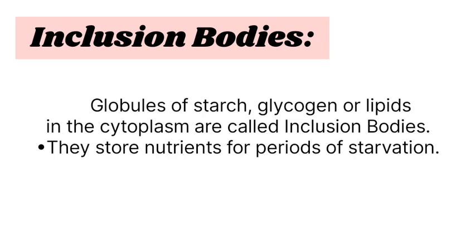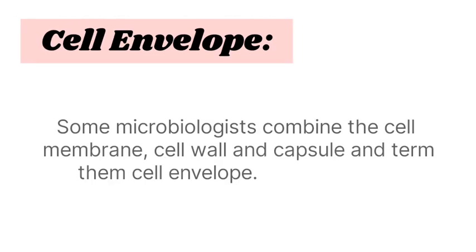Inclusion bodies. Globules of starch, glycogen or lipids in the cytoplasm are called inclusion bodies. They store nutrients for periods of starvation. Cell envelope. Some microbiologists combine the cell membrane, cell wall and capsule and term them the cell envelope.